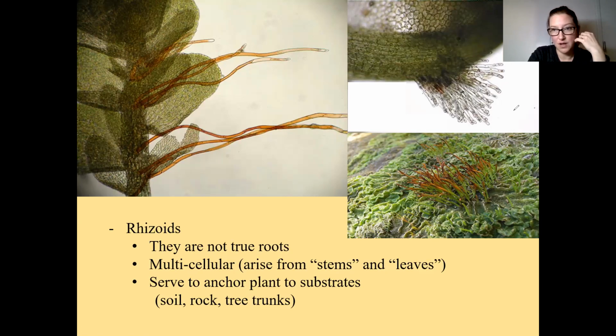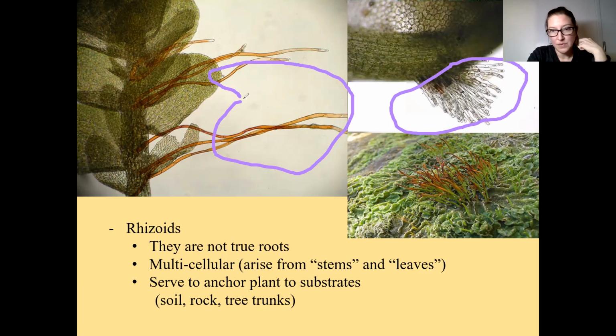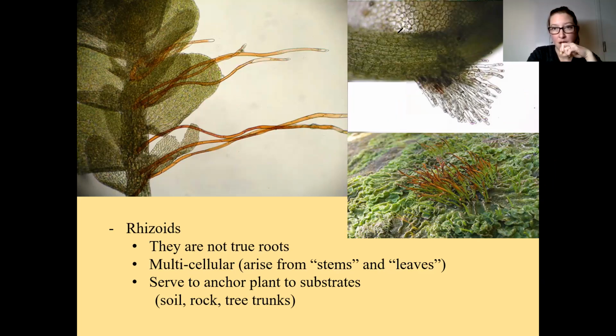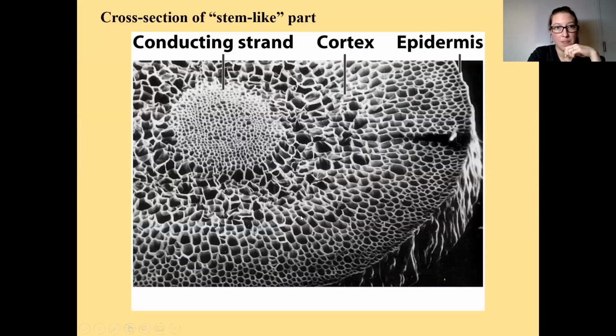You can see the rhizoids coming out here. They look like little hairs. You can see the rhizoids here. This is just showing all of these plants anchored to this rock. Okay, so that's what rhizoids are.